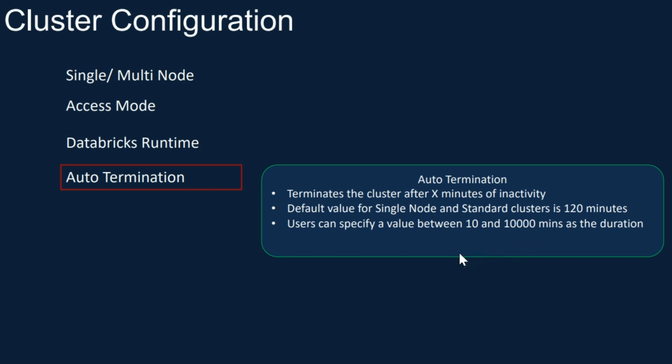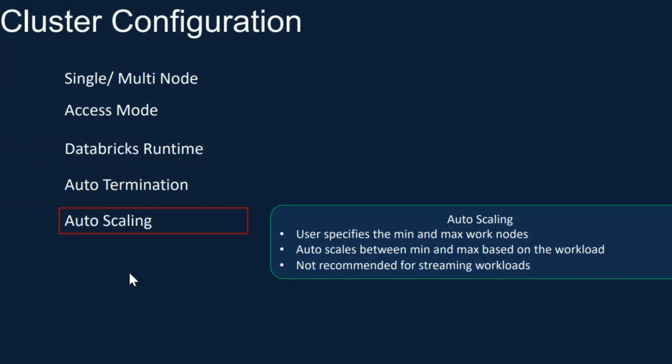So when you create a multi-node cluster, you can specify the minimum and the maximum number of worker nodes. Autoscaling will automatically add or remove nodes from the cluster depending on your workloads, and this can result in optimum utilization of the cluster. It requires a minimum and a maximum number of worker nodes, and it autoscales between the minimum and the maximum based on the workloads that you are giving, and it is also not recommended for streaming large amounts of workloads.